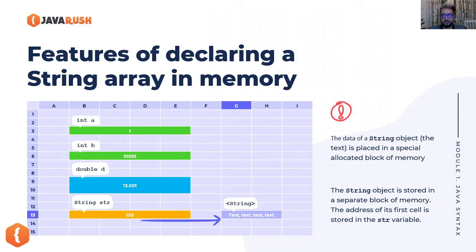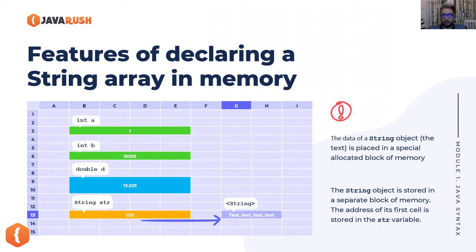So the string is actually stored in the heap. The string is stored in the heap, which is a dynamic allocation memory space, because the string size is not known when the program starts, because it can be of variable size.